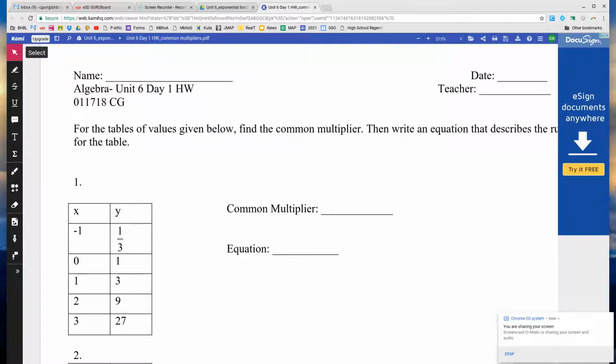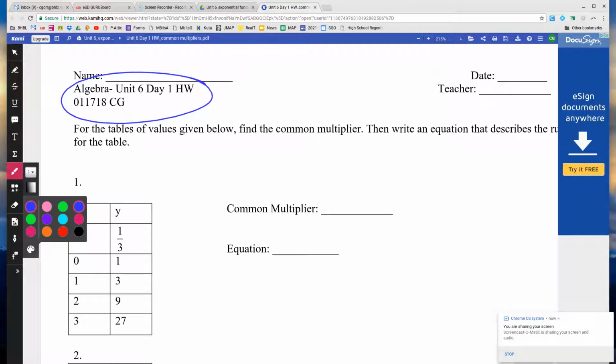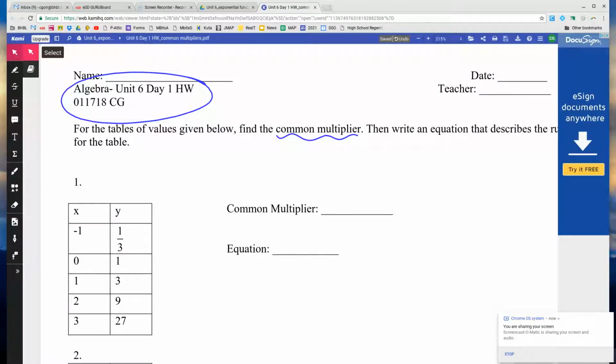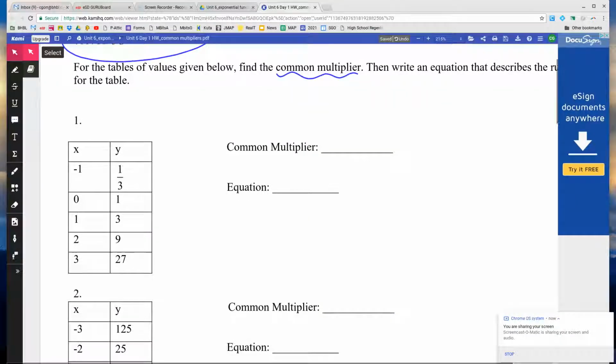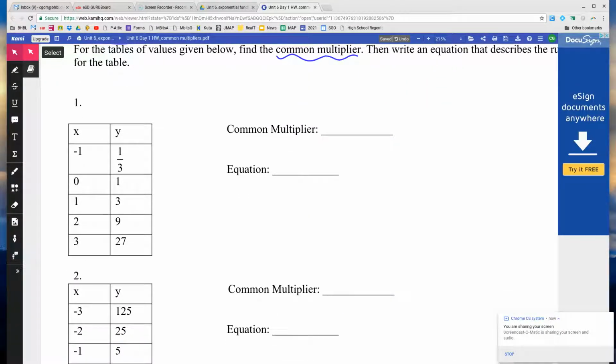Today we're going to be focusing on our Unit 6, Day 1 homework. So in the tables below, I'm looking for a common multiplier. And when I find a common multiplier, I'm going to try to then write an equation for that table. So what I'm going to do is first look at my x values, and I want to notice whether or not they are increasing or decreasing.